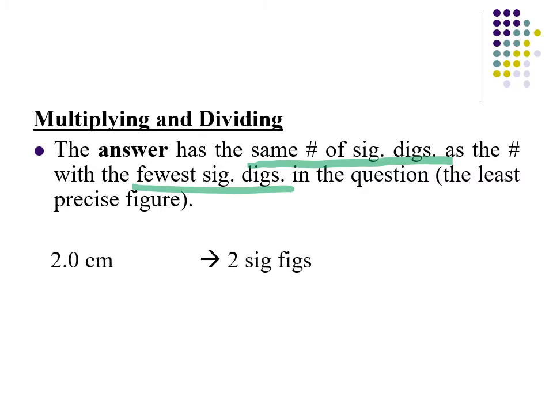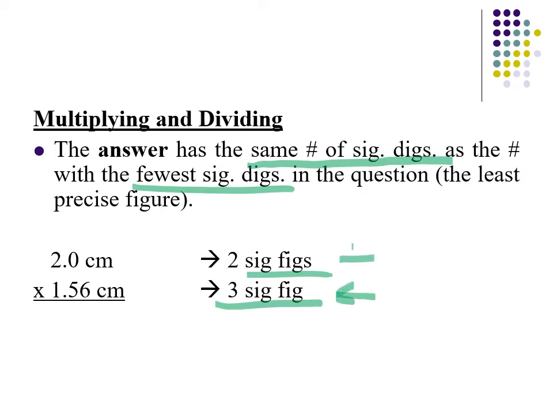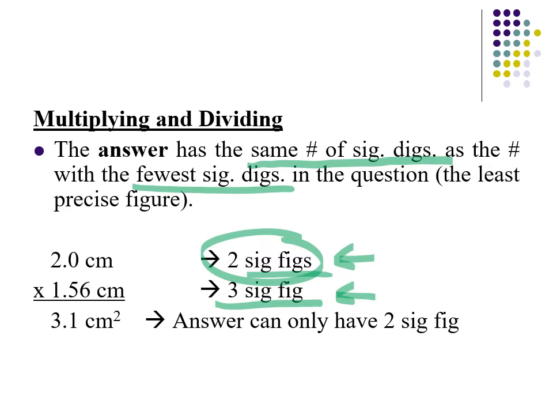So if you had 2 centimeters, and that's 2 significant digits, 1.56 centimeters, which is actually 3 SigDigs. So you're multiplying 2 different numbers there. One of them is more precise and one of them is less precise. Your answer is going to have the same number of significant digits as your least precise measurement. So when you go to multiply these together, you want to write your answer down in 2 significant digits because that's the amount of significant digits that is in the least precise measurement.